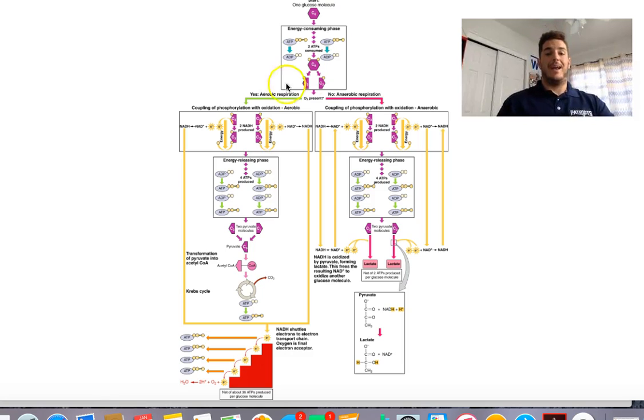So now we're going to go to the anaerobic breakdown of glucose. There are two ways in which anaerobic breakdown of glucose can occur. Glucose can be broken down into energy plus ethanol plus carbon dioxide. Glucose can also be broken down to form energy through ATP plus lactic acid.